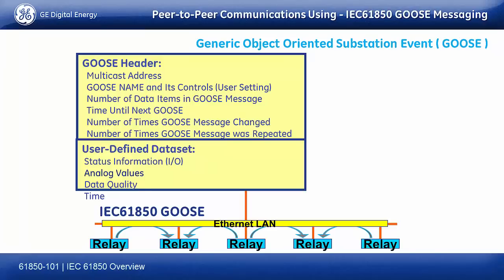to be fast, right? And if you look in the header of a Goose message, you see things like the multicast address, the name of the message so I know where it comes from, the number of data set items, the time until the next Goose is expected so the subscribing device knows when to expect the next Goose, how often this message was changed, how often it's repeated, the number of times the configuration of the Goose message has changed, and whether this is a test message or not, right? And so you can send Goose messages that are test data, used to test my system, right? And there's a user defined data set, which can include status information, analog values, data quality flags, and time information.